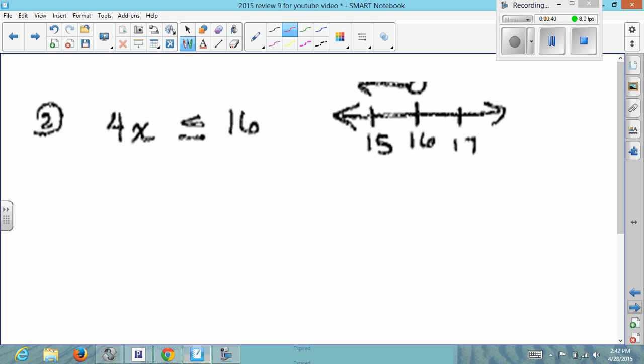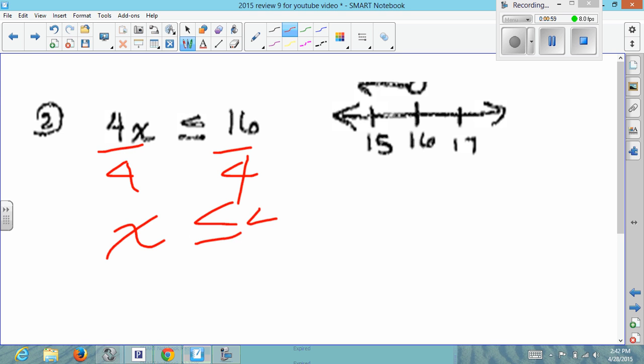They've graphed the inequality, they've made a baby number line, everything's right there. However, it's not just 1x, it's 4x's. So we need to solve for 1x. So who's the variable? X. What's happening to it? It's being multiplied by 4, so I'm going to divide both sides by 4. So x is less than or equal to 4.